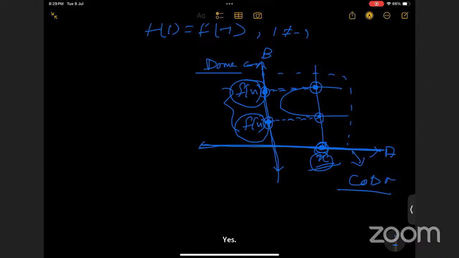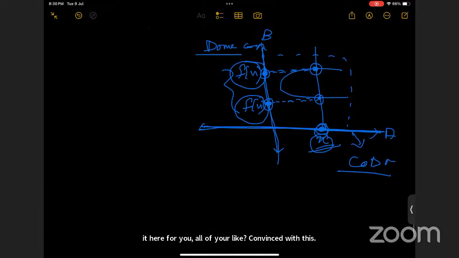So this is the concept. You should learn the concept. Okay. Is it clear to you? All of you are convinced with this? Yes, ma'am.